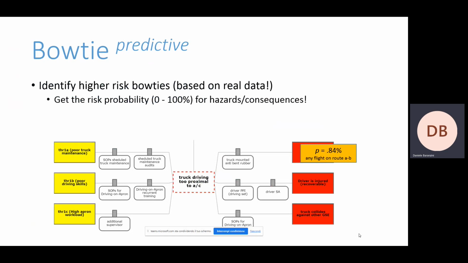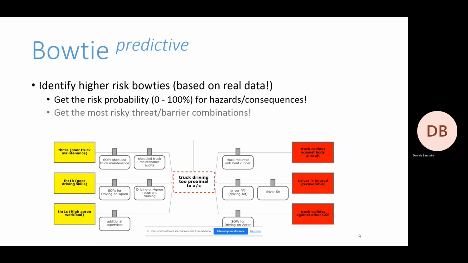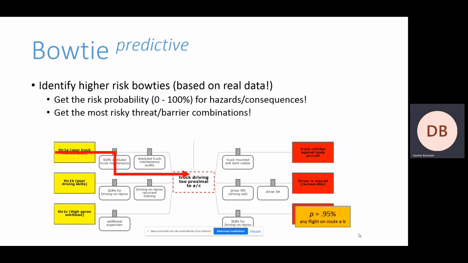And this, in this case, could be based on every action that might happen during the turnaround operations, and you're driving around the aircraft for turnaround activities. As I said, get the probability risk of other consequences based on data, or get the most risky threat and barrier combinations that lead to that probability.